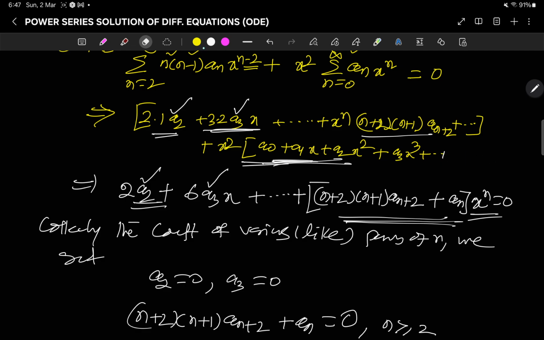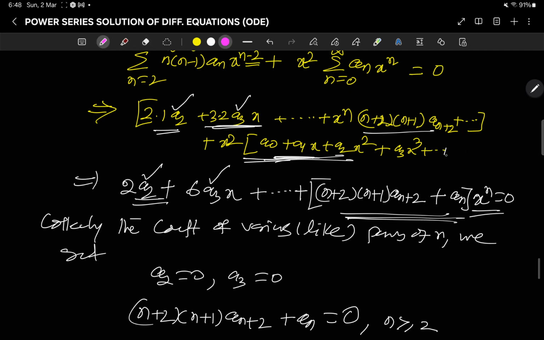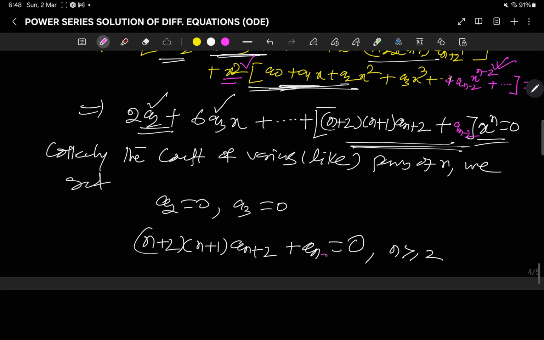You see, if we go on continuing like this, it will be plus a_{n-2} x to the power n minus 2 plus so on. Okay, now this will be 0. You see x square is already there, so x square will be multiplied with this, which will give you the power n. So this must be here x to the power n, and this must be a_{n-2}. Okay, so this is my a_{n-2}. That's why I write n greater than or equal to 2, otherwise this will be negative.